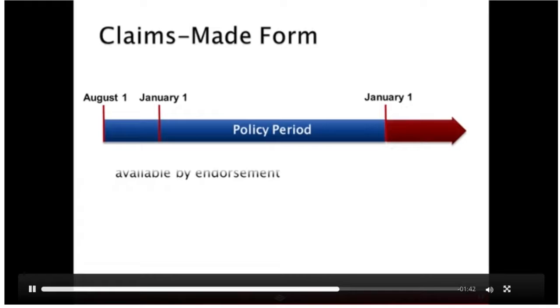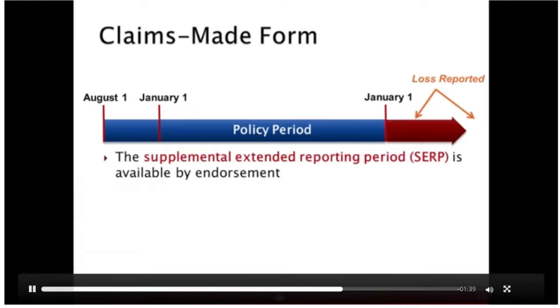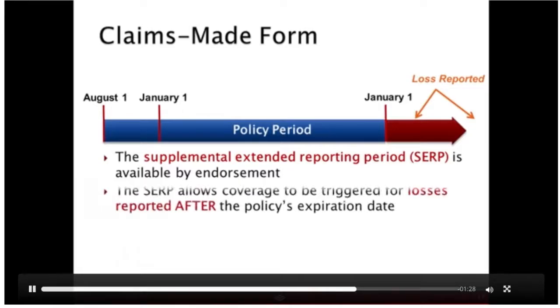The Supplemental Extended Reporting Period, or SERP, allows for the reporting of losses anytime after the expiration of the Basic Extended Reporting Period, or 60 days after the policy's expiration date. Now, the insured must purchase this endorsement during the first 60 days after the policy's expiration, or the purchase of a replacement policy with an advanced retroactive date. The SERP isn't available for purchase after 60 days beyond policy expiration have elapsed. Once issued, the SERP cannot be canceled, nor can premium refunds be made.